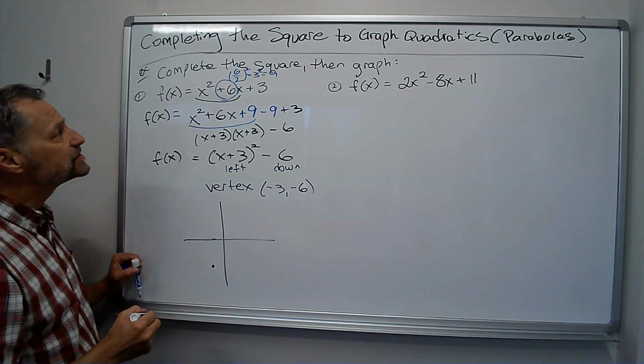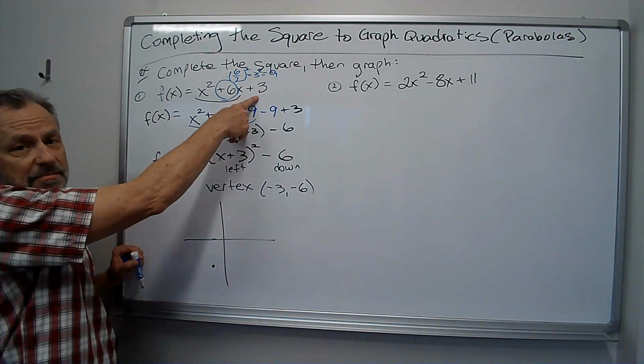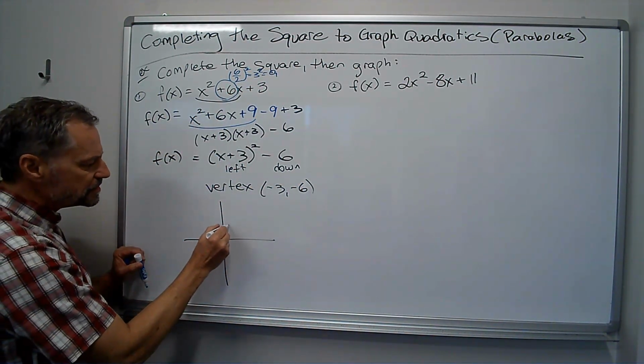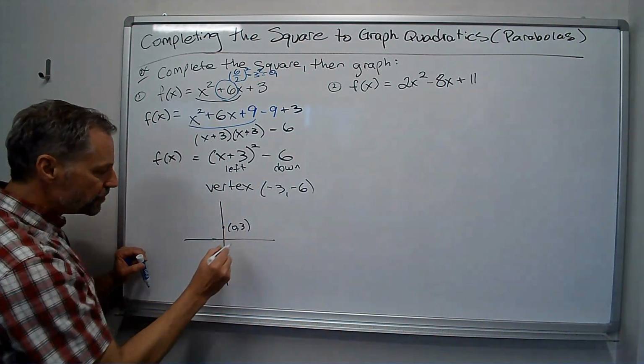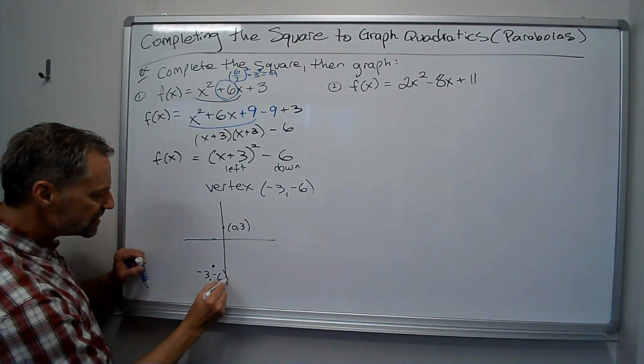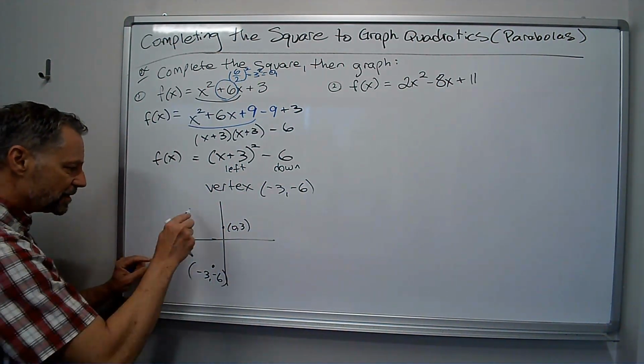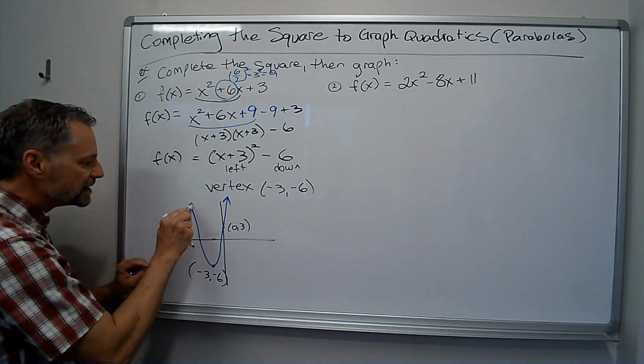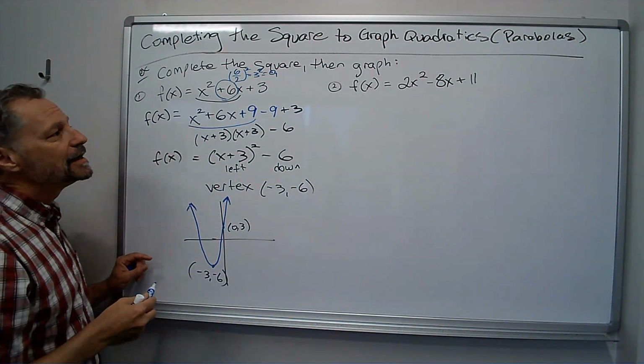I'm down here someplace. Notice that's going to be my y-intercept. If x equals 0, y is going to equal 3. So I know it's coming up here to about 3. There's 0, 3. Here's negative 3, negative 6. And then I can just graph my parabola. Looks something like that.